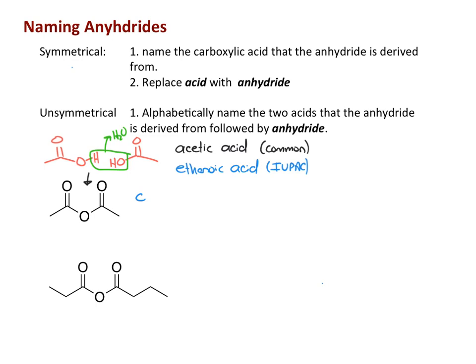So for the anhydride, what we'll do is just name the acid, but we won't keep the acid ending. We'll replace that with anhydride. So for the common name, we have acetic, and we say anhydride. For the IUPAC, we have ethanoic anhydride.